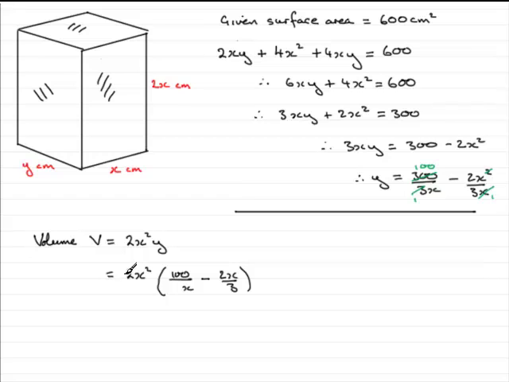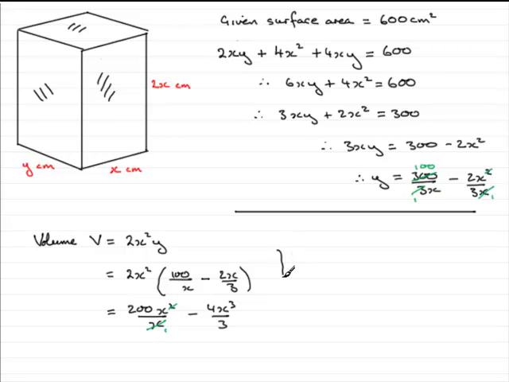So all we need to do now is just expand this. So if we expand it, we end up with 2x squared times 100 over x is going to be 200x squared over x, and then we've got minus, and 2x squared times 2x over 3 is 4x cubed over 3. And as you can see, I hope you can see that this x cancels into the x squared, just leaving you with x.